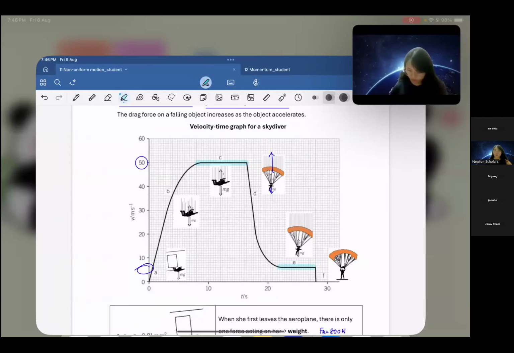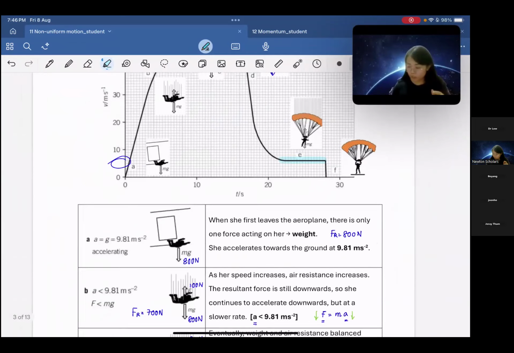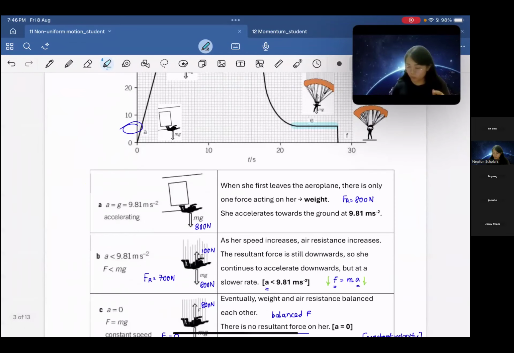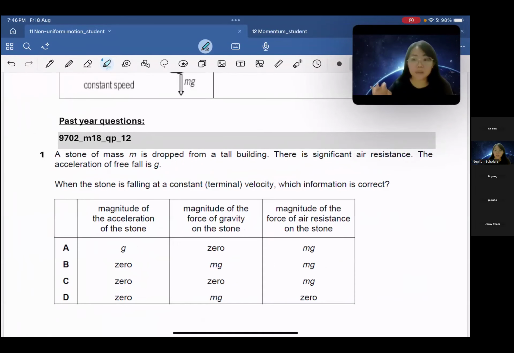Any of you got any question before we start with the past year question? If you have a question, type it in the chat box to the Newton Scholar there. If no, then respond to me, and we start to do the past year question.